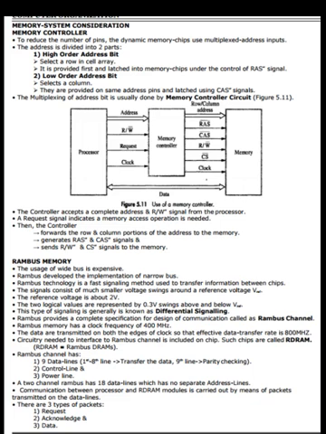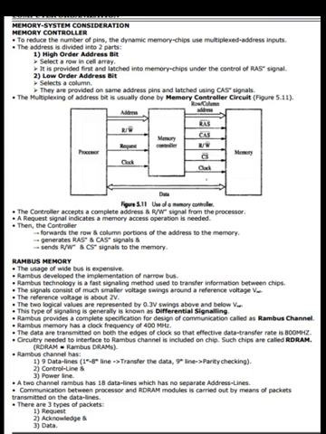The multiplexing of address bits is usually done by the memory controller circuit. See the figure 5.11. The controller accepts a complete address and read or write signal from the processor. A request signal indicates a memory access operation is needed. Then the controller forwards the row and column portions of the address to the memory, generates RAS and CAS signals, and sends read or write and CS signals to the memory.